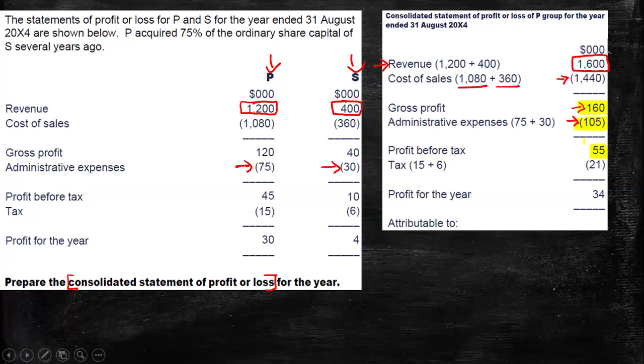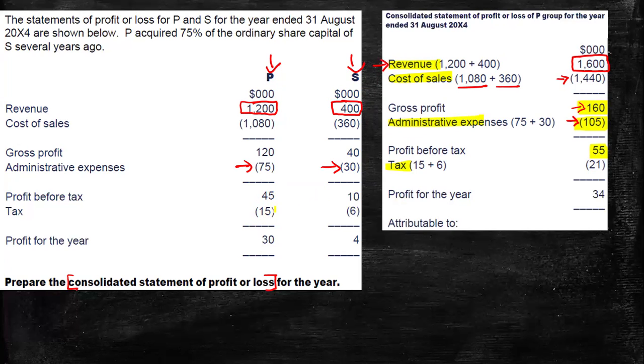So any amounts that are calculated within the statement should also be calculated in the consolidated statement of profit and loss. And any amounts that are just presented in the statement, like revenue, cost of sales, administrative expenses, the tax amount, these you can add up from the individual statements and then get the value for the consolidated statement of profit and loss.